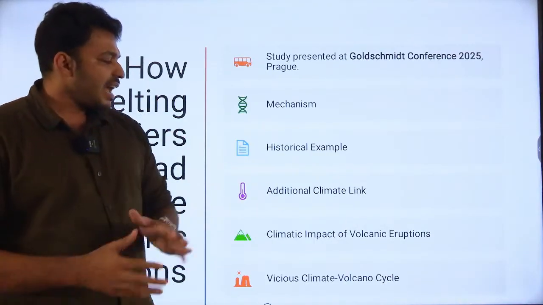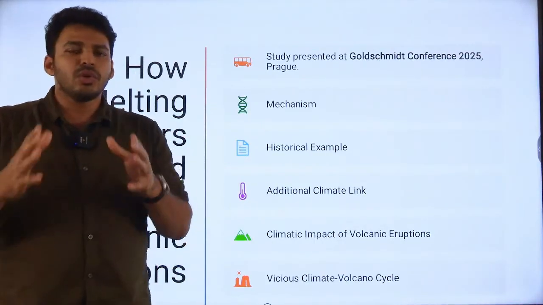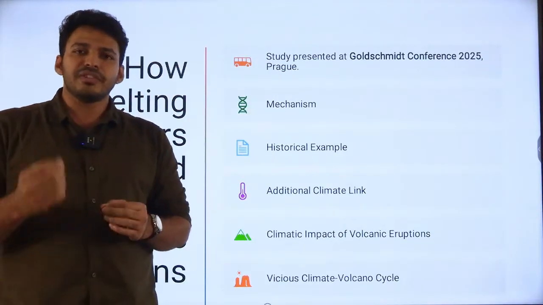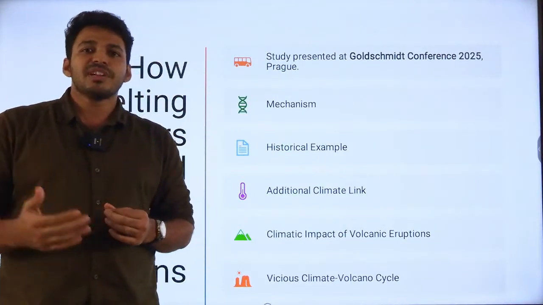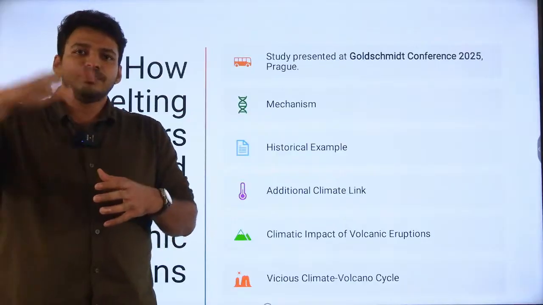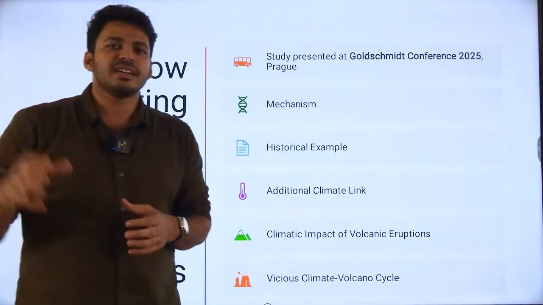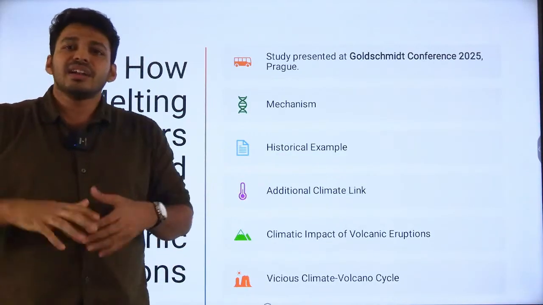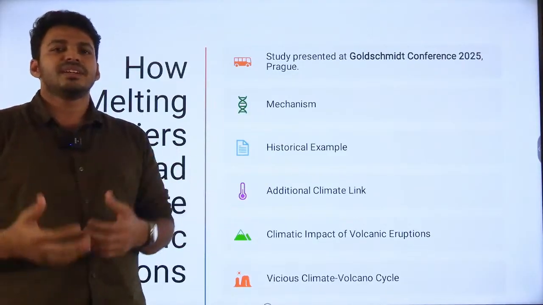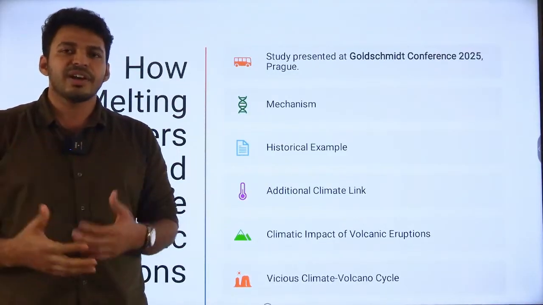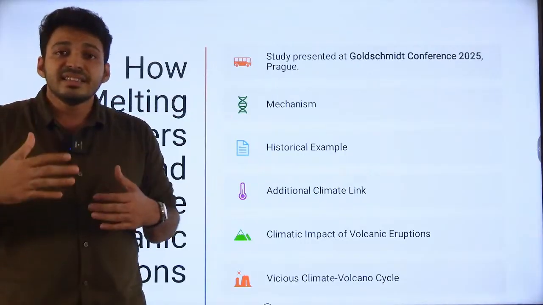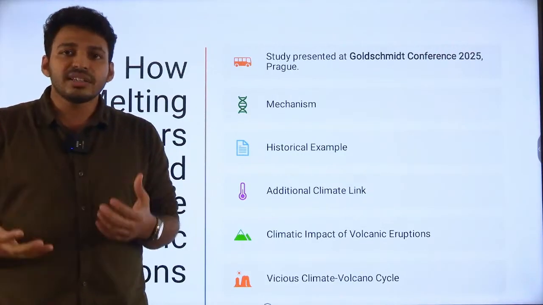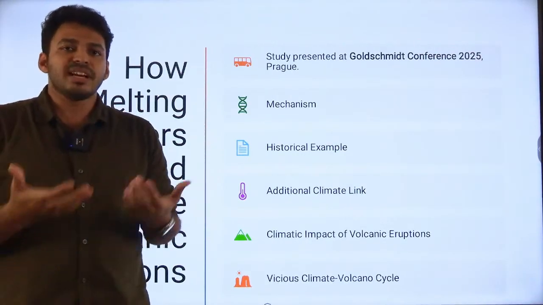And for the climate impact of volcanic eruption, there are two impacts. In the short term, volcanic eruption will definitely cool down the temperature because of dispersed matter like sulfur dioxide. But in the long term, due to the release of gases like carbon dioxide, these greenhouse gases will result in long-term global warming.